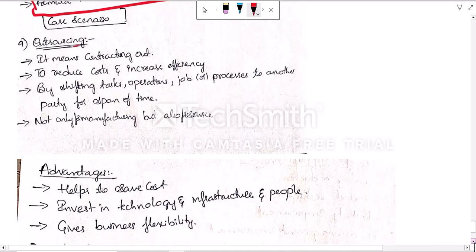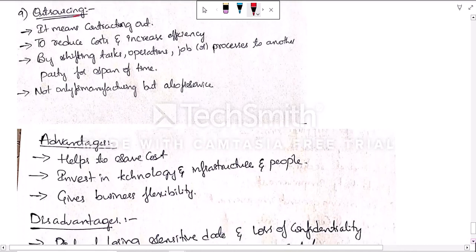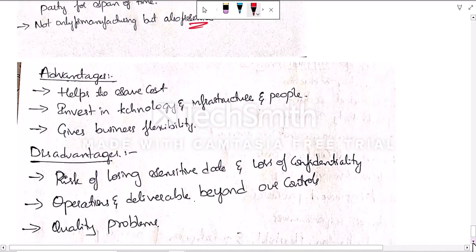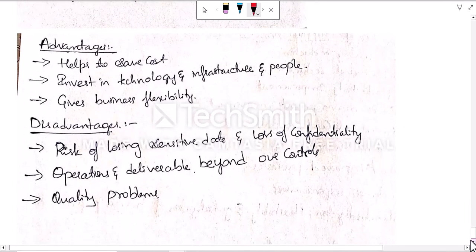And it is not only for the manufacturing department but also for service, because you can give the transportation. If you are maintaining a store and you want to supply home delivery, you collect the orders, you pack them, but you ask some other person to take care of the deliveries. Okay, so it can be for a service department. You are selling computers, but maintenance of the computers might be given to another company. So it is not only for manufacturing, it can also be for service.